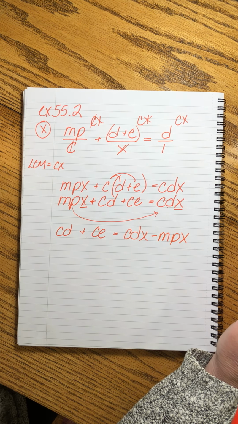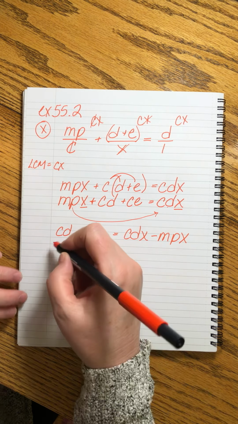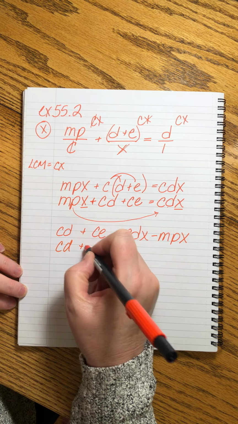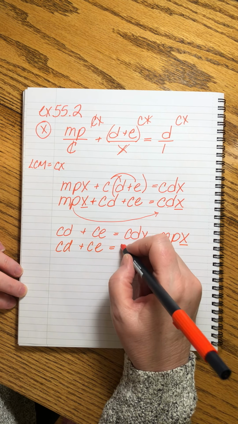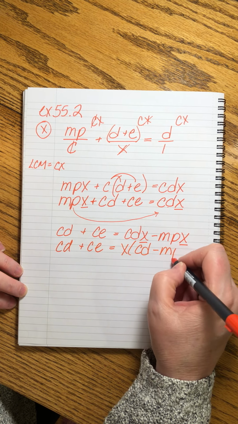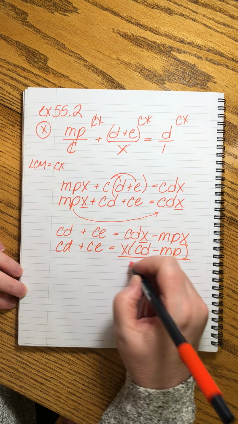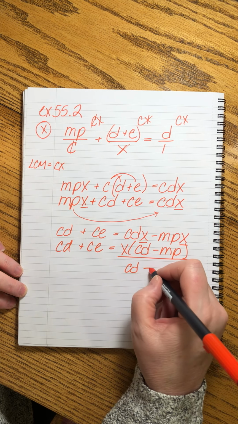Good, right? Now we factor. The other side just waits patiently while we factor our X out. CD minus MP, and then we divide. We divide by whatever is chilling next to our desired variable.